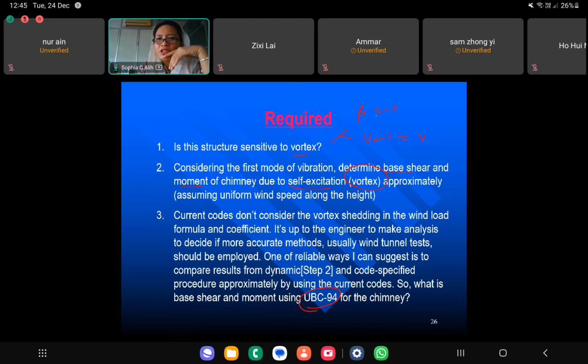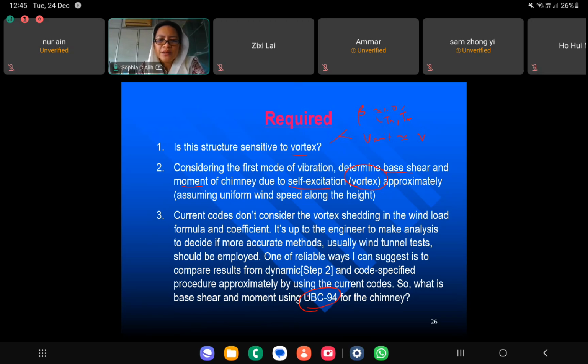So how you can check the beta factor is using the natural period of the structure and the natural period of the excitation in here. Then you can compare it. Okay, and for the determination of base shear and moment from the vortex, you can use your dynamic analysis that you have already learned with Dr. Wafai. I'm not going to go into detail because I'm sure you have already covered this topic in detail with him.